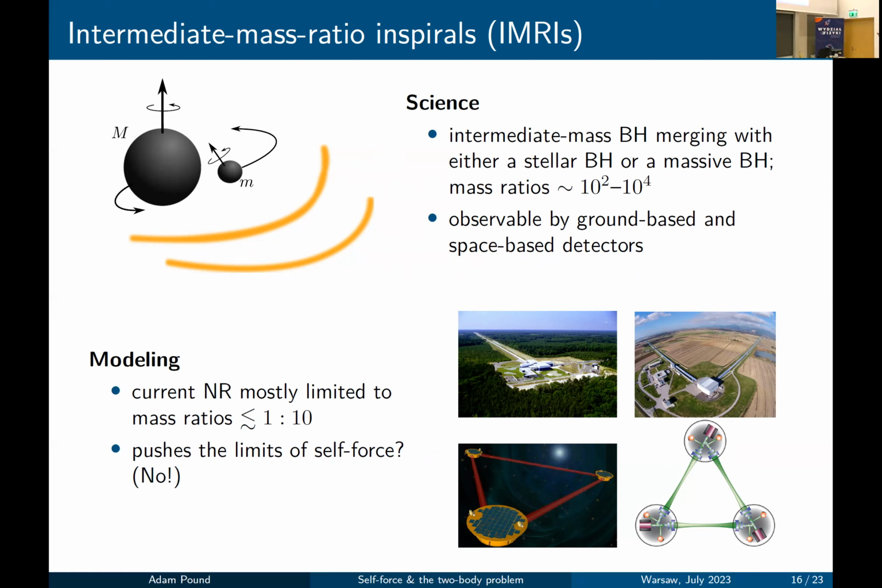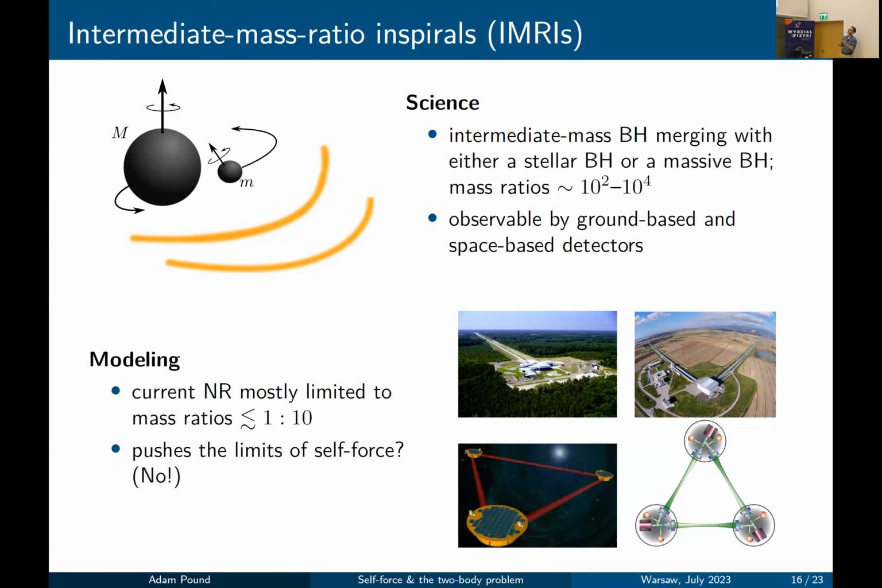Generally, IMRIs, here I wrote 10 to the 2 to 10 to the 4 mass ratios. Probably more like 10 to the 2 to 10 to the 3, but whatever. It's all a vague boundary between different systems. The main thing that's distinguishing these is that they involve an intermediate mass black hole. So even detecting black holes on their own in this range is very interesting astrophysically, because it hasn't been exactly clear how black holes form in that range of masses.